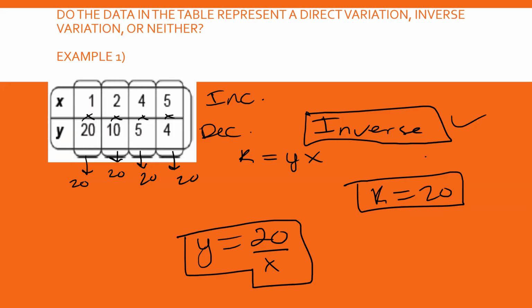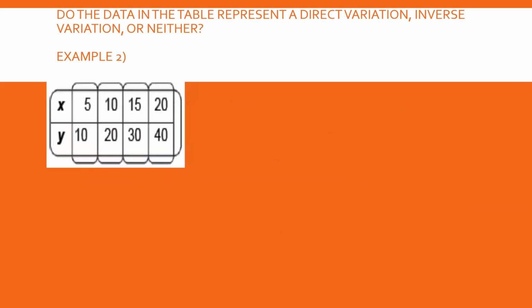All right, we're going to try one more together, and then you guys are going to do one on your own. Cool? Okay, so example number 2. Step 1 is to determine what are your x's doing. So what are our x's doing? They are increasing. Okay, step 2 is to determine what are your y's doing. What are our y's doing? They're also increasing. So if I have an increase and an increase, what is that leading me to?